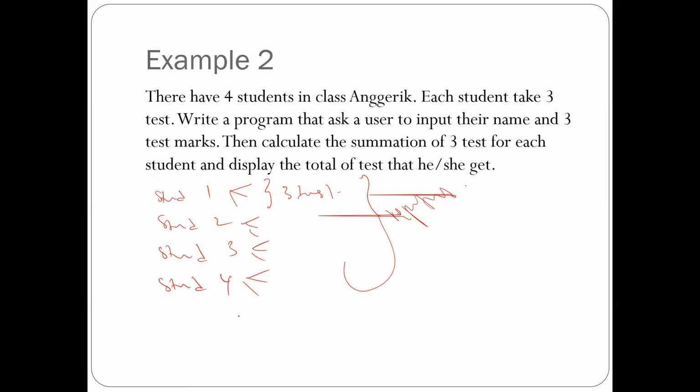So bila you tengok macam ni, apa yang outer, apa yang inner, apa yang dia akan berulang banyak kali. So sekarang yang ini akan jadi outer, yang ni akan jadi apa? Inner. Ni dia. Okay, maksudnya dia akan buat ni dulu, baru yang ini.